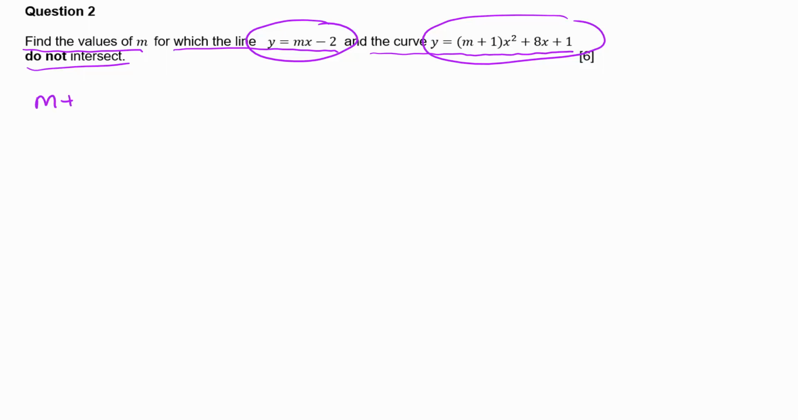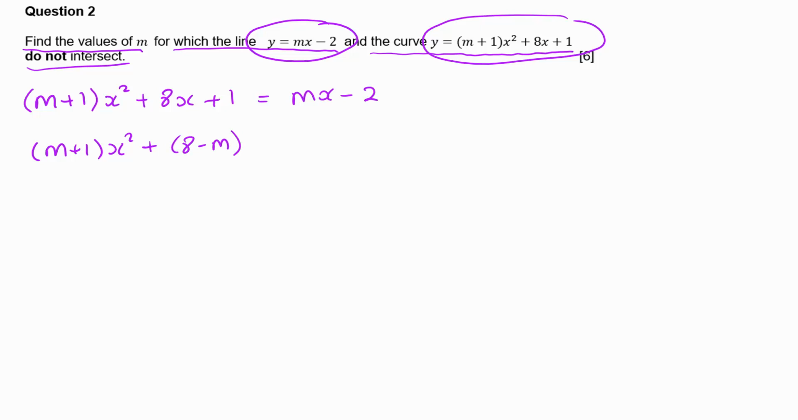So I have (m plus 1)x squared plus 8x plus 1 is equal to mx minus 2. Now, subtract mx from both sides, and we get (m plus 1)x squared plus (8 minus m)x, and add 2 to both sides gives us plus 3, is equal to 0.